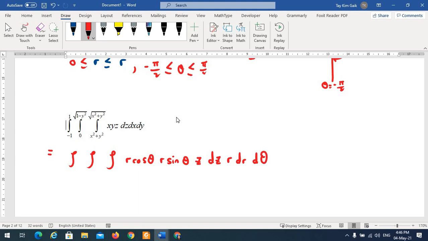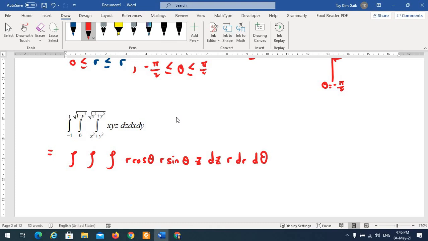Don't say polar coordinate. Polar coordinate is in 2 dimensions. When it involves 3 dimensions, well, we maintain the z here. So this is actually the cylindrical coordinate. Okay, the cylindrical coordinate, not necessarily you maintain the z.